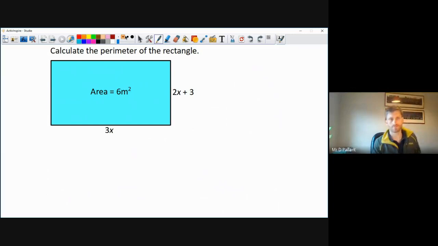Okay, so I'm thinking that to calculate the perimeter of the rectangle, we would need to add up all the sides. So that side's obviously 2x plus 3, and that side is 3x. And so the P for perimeter is 2, 4, 7, 10 is 10x plus 6.